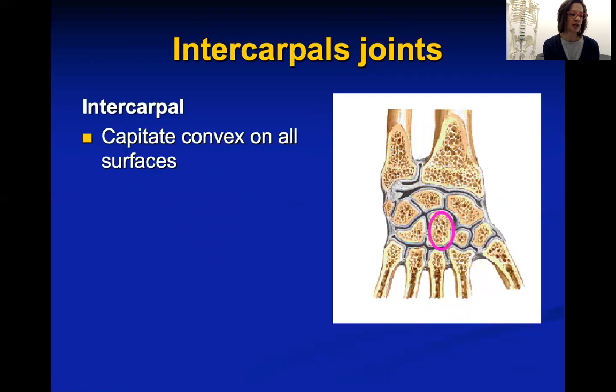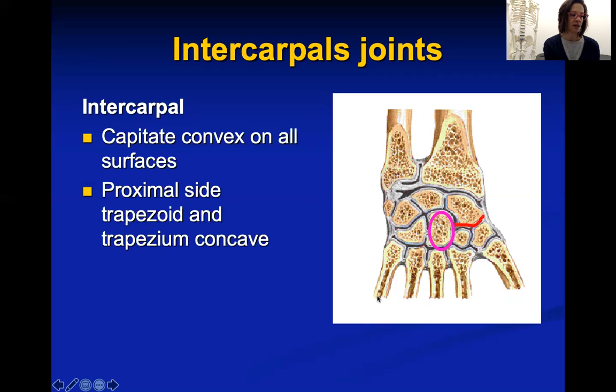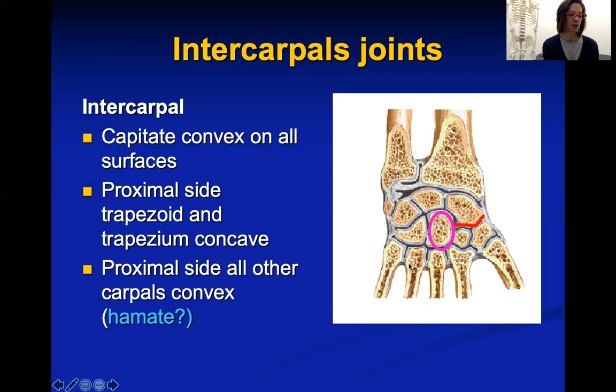The intercarpals. So remember, Big Daddy in the middle, the capitate, is convex all the way around. So on the proximal side, the trapezoid and trapezium are concave on the scaphoid. And the proximal side on the other side, it's also convex on concave. But don't forget, you've also got these longitudinal or the in-between.